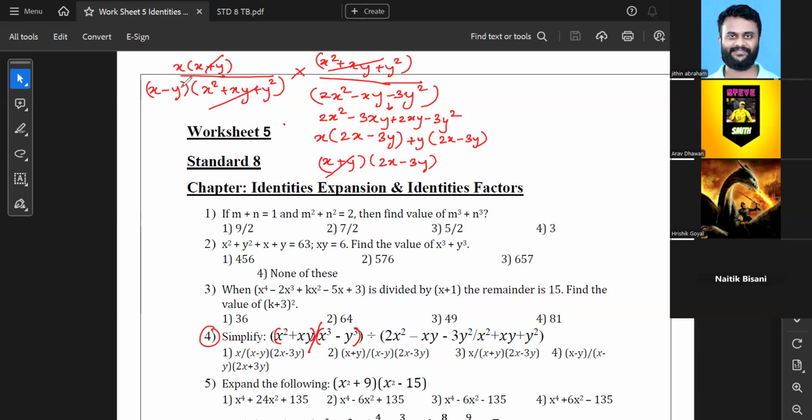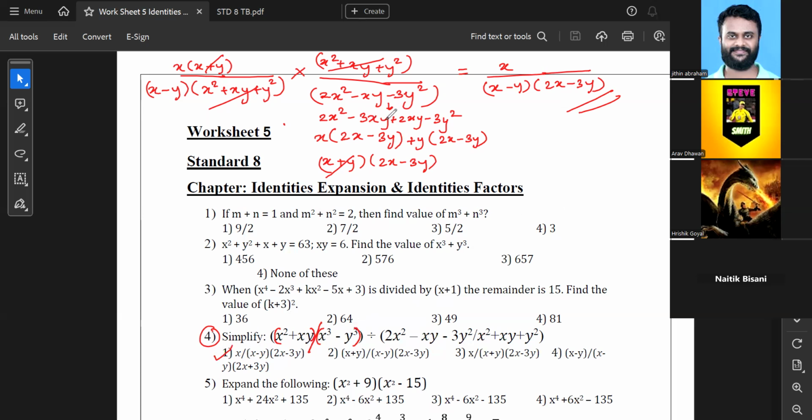Hence, I'm left with x in the numerator. In the denominator, I'm left with x minus y, and then I'm left with 2x minus 3y. When I see the options, x divided by x minus y multiplied by 2x minus 3y, option 1 is my correct answer.